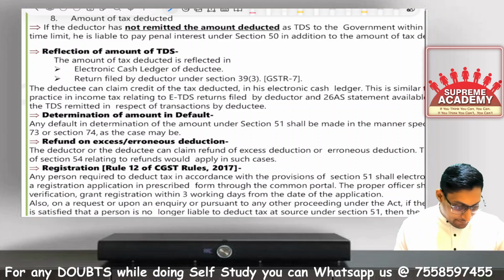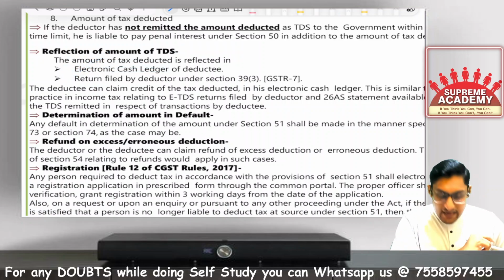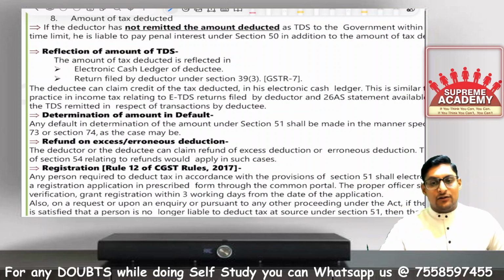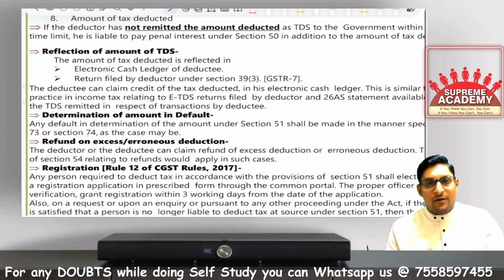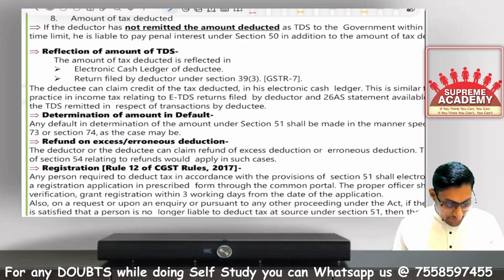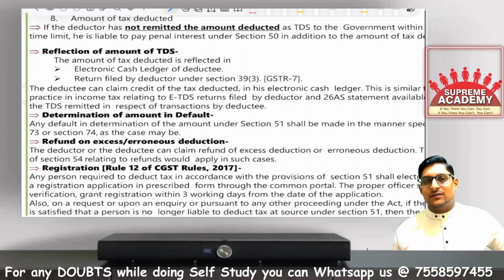Now, once the amount of tax deducted is deposited to the government account and the required return is filed, what will happen? The amount of TDS will get reflected on two portals. One, the electronic cash ledger of the deductee. When the deductor files the return under GSTR 7, this information will be reflected in his return and also in the electronic cash ledger of the deductee. Yes, this amount will be reflected on both sides. And like the income tax procedure of the 26AS statement and TDS certificate, the same provisions will apply here also.